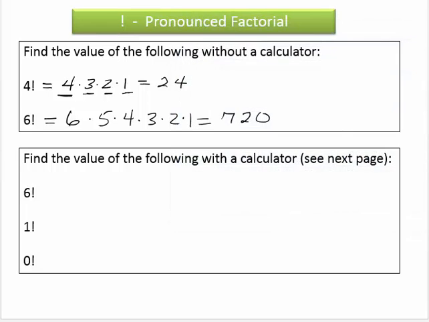So let's answer these three questions here. 6 factorial was 720, just like we figured out by hand. 1 factorial is 1 and 0 factorial is 1.